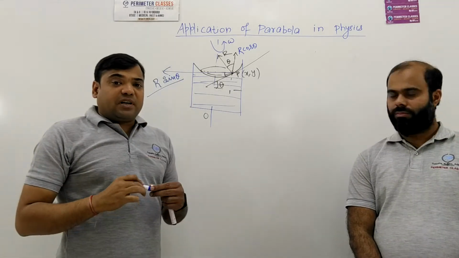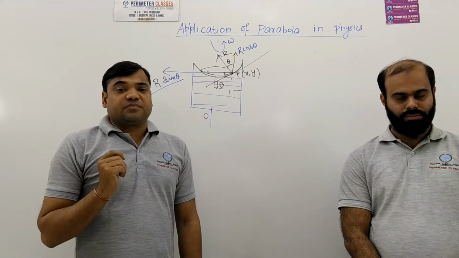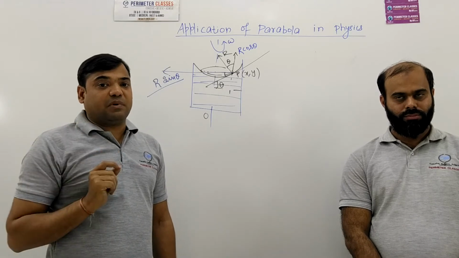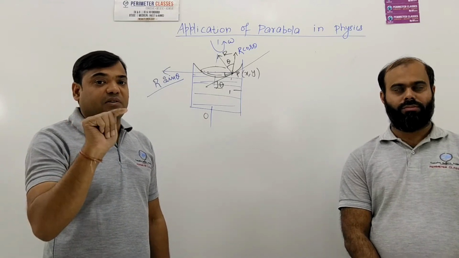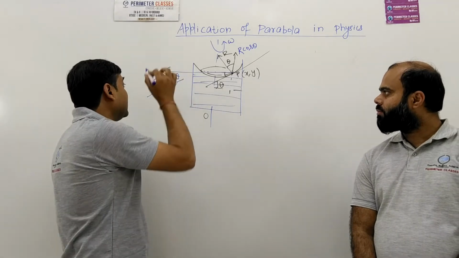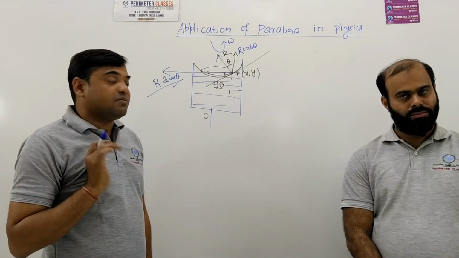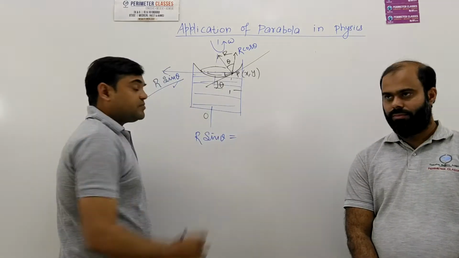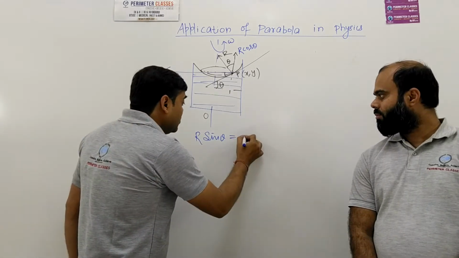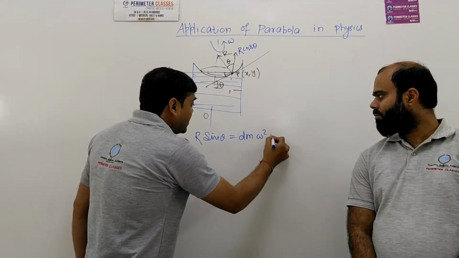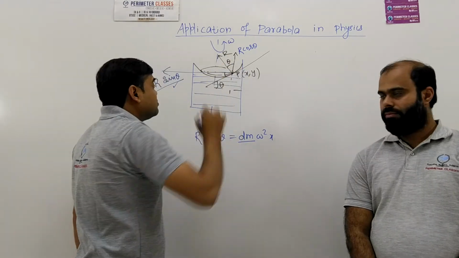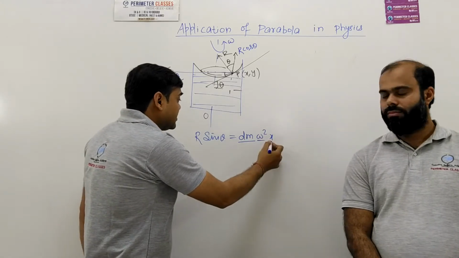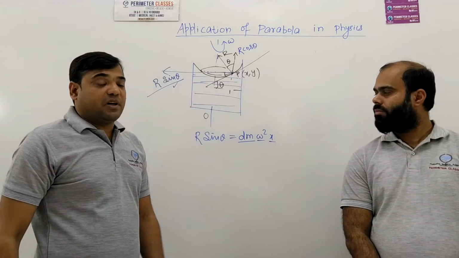So you know that for a particle to move along a circular path, there must be a force, that is centripetal force, acting on that particle that acts along the center of the path. So here I can say that R sin theta is providing that force. So I can write R sin theta as the centripetal force, which is equal to dm omega square x. dm is the small mass of a particle. Omega is the angular velocity and x here is the radius of its path also.